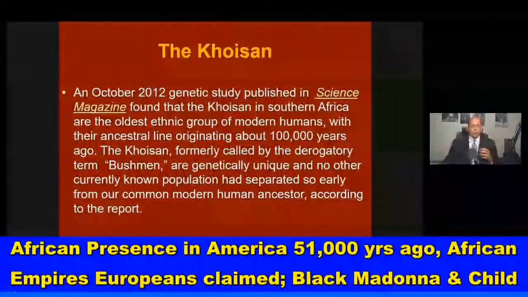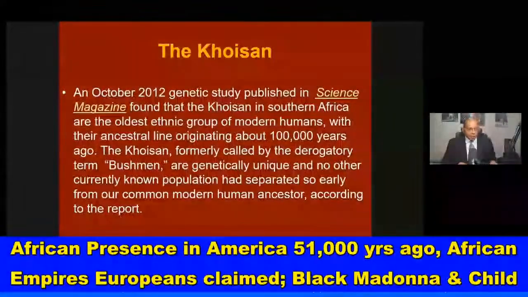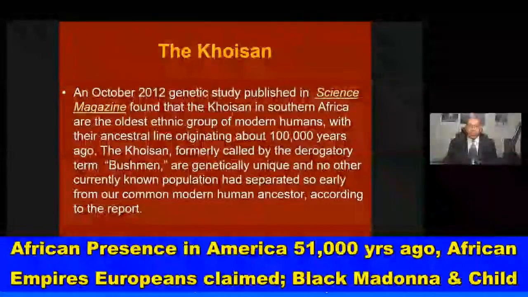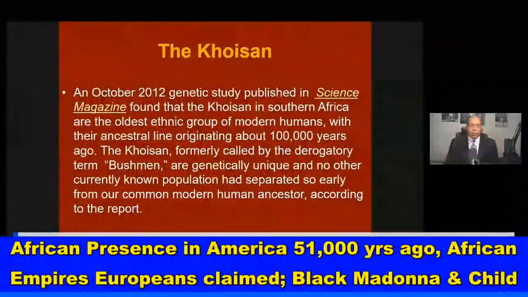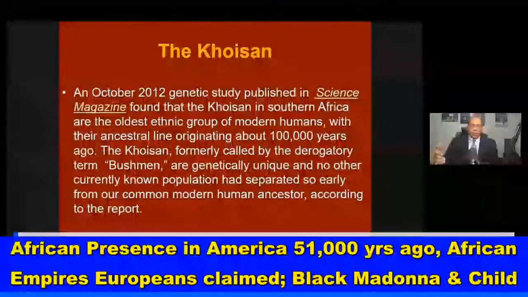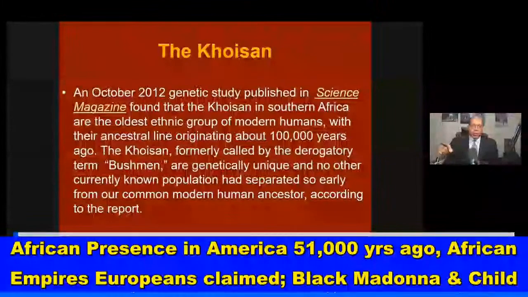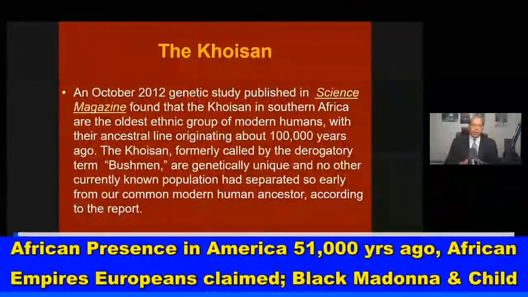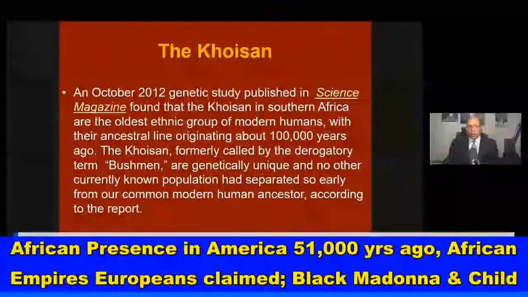in an October 2012 genetic study published in Science magazine, it found that the Koisan in Southern Africa are the oldest ethnic group of modern humans, with their ancestral line originating about 100,000 years ago. The Koisan, formerly called by the derogatory term Bushmen, are genetically unique, and no other currently known population has separated so early from our common modern human ancestor, according to the report.